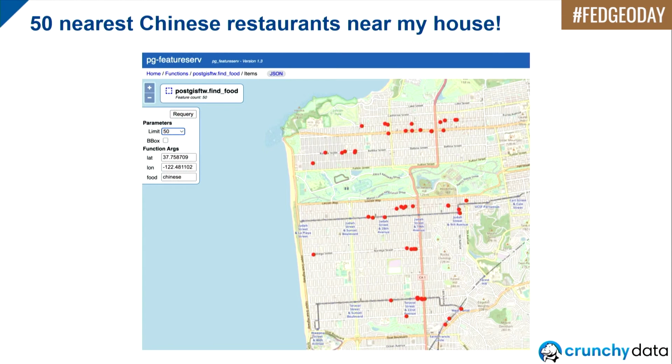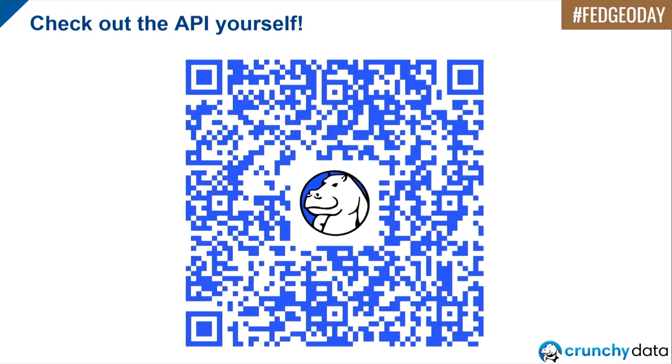You can feel free to check out the API. So here are the 50 nearest Chinese restaurants near my house. You can check out the API yourself if you just point your camera at this QR code. It's pretty minimal, but you can plug and play it here.